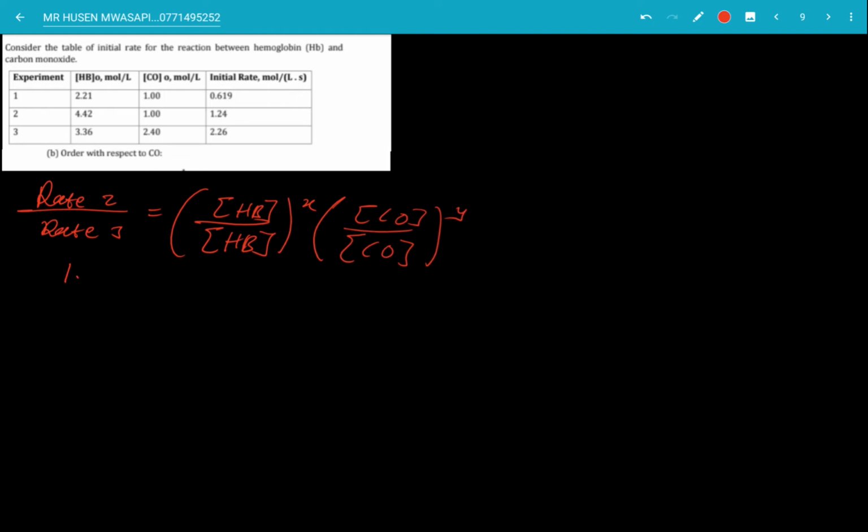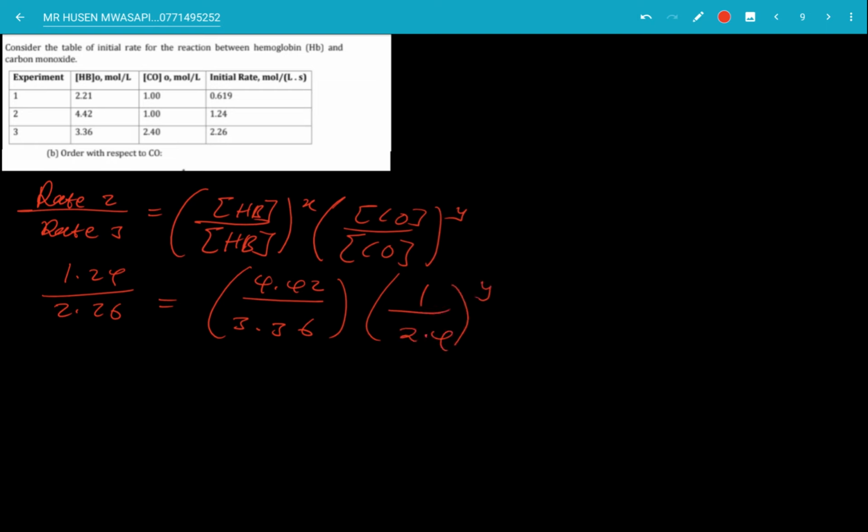If you do such a computation, you have 1.24 over 2.26 being equal to 4.42 over 3.36. Now, since we already know the order of 1 of these, here we have the concentration to be 1 over 2.4 to the y. So we know the order of x, which is 1, so we can just plug it there. So if we do our calculations rightly, we'll end up having a scenario of this case, because if you compute this end, you have a value, and if you compute this part, you also have another value.